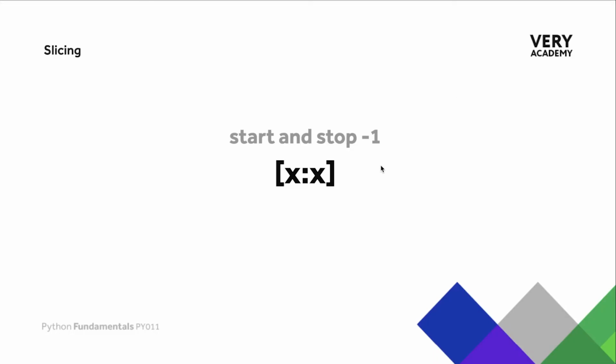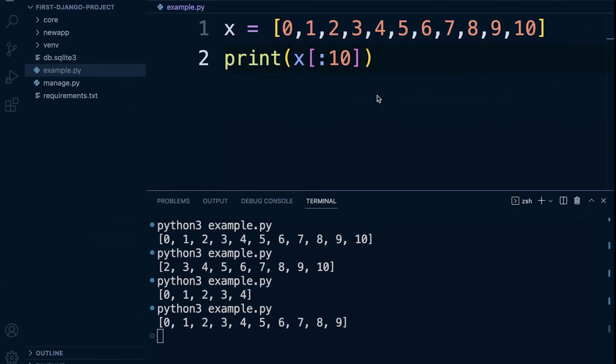Okay, so next up then is start and stop. So we can specify both start and stop, but all we need to remember with the stop is that we always have to minus 1. So if we want to grab everything up until index 5, then we need to specify index 6 in the right-hand side here, so minus 1. So let's give that a go.